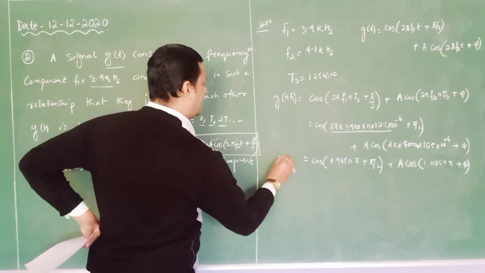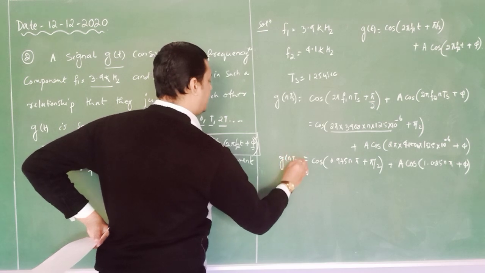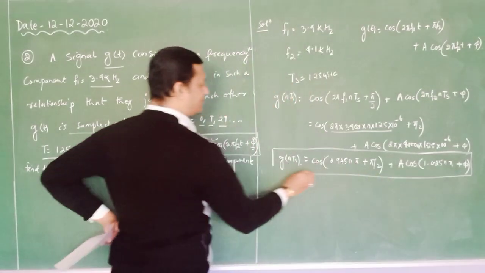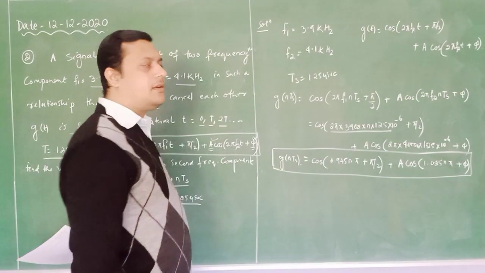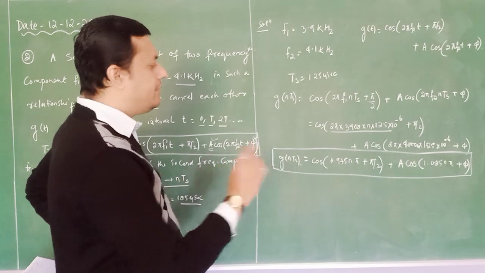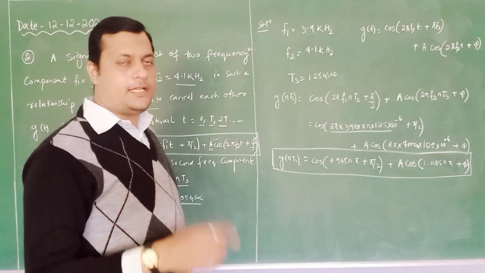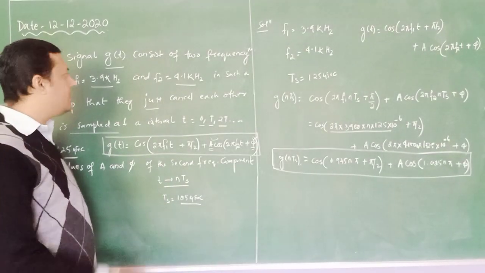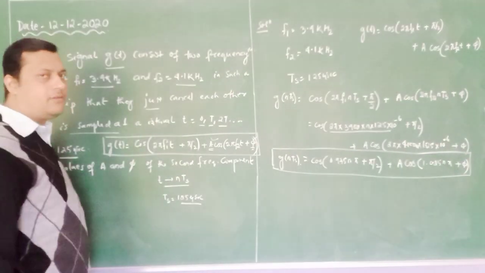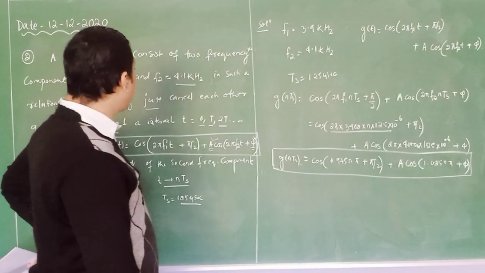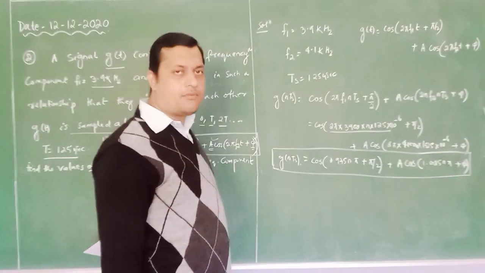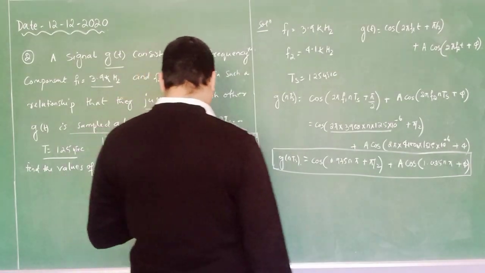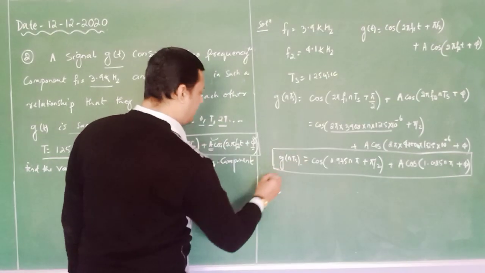Now this is the sample case G of NTS. Now substituting each and every value, T is replaced by NTS, TS is replaced by 125 microsecond, F1 is replaced as 2.9 kHz, means 3900, F2 is 4.1 kHz, means it is 4100. All these things we have substituted. Now we need to calculate the values.